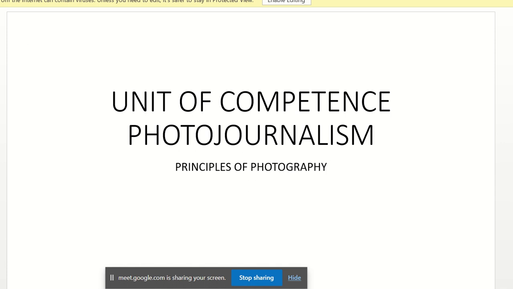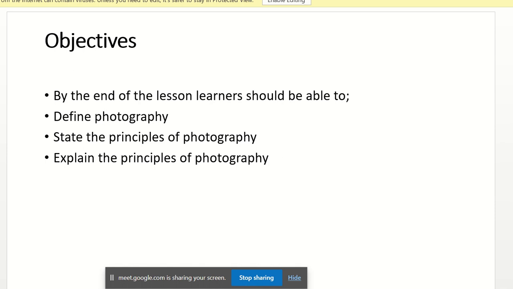Today I'm going to take you through our unit of competence, which is photojournalism, and categorically you are going to deal with the principles of photography. By the end of this lesson, I expect all of us to be able to define the term photography, state the principles of photography, and explain the principles.